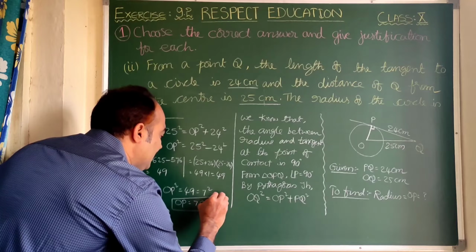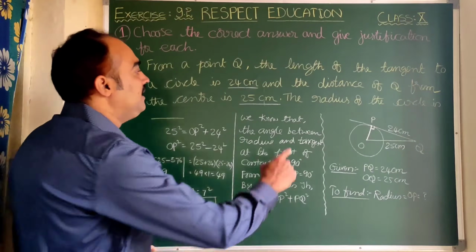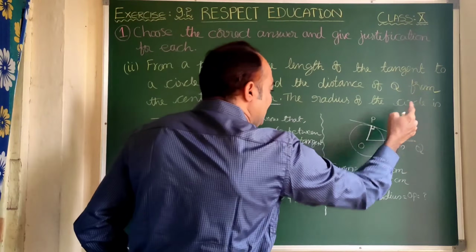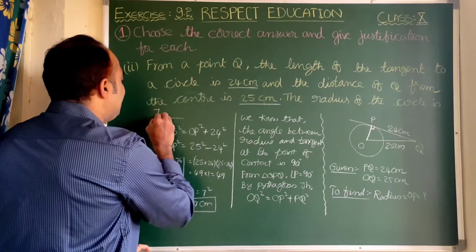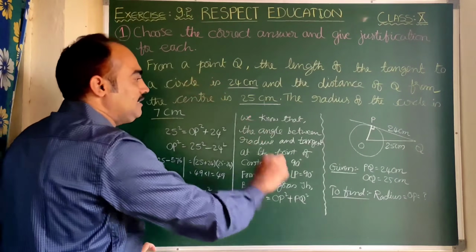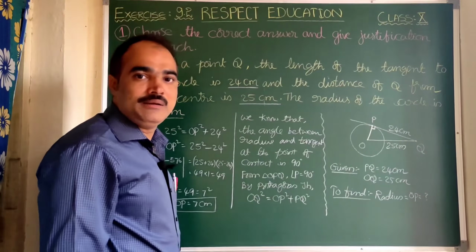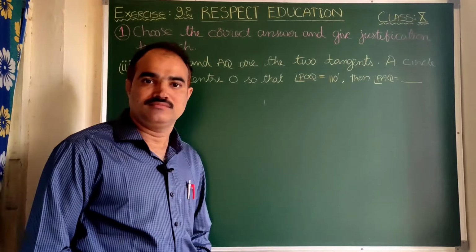So finally, let us see the question. The radius of the circle is nothing but OP. OP is nothing but 7 centimeter. Therefore, the radius is 7 centimeter. With this, second bit gets completed.